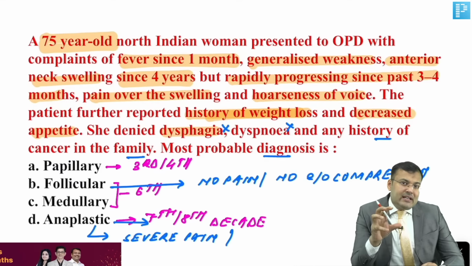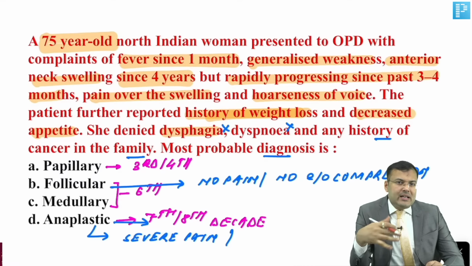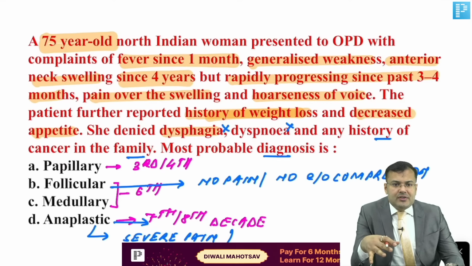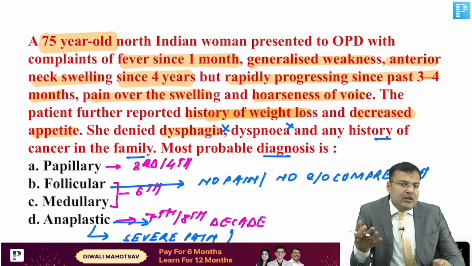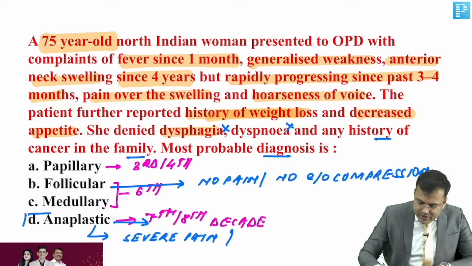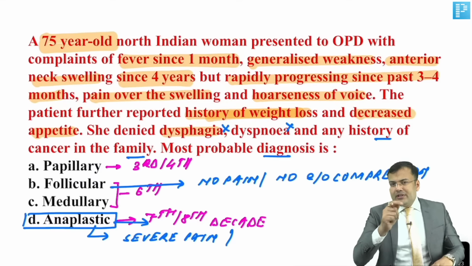And if there is direct invasion of the trachea, what's the problem? Dyspnea. There can be dysphagia. There can be hoarseness of voice. Can you see the age? Can you see the symptoms? There is weight loss, there is anorexia. So, all these are pointing towards anaplastic.